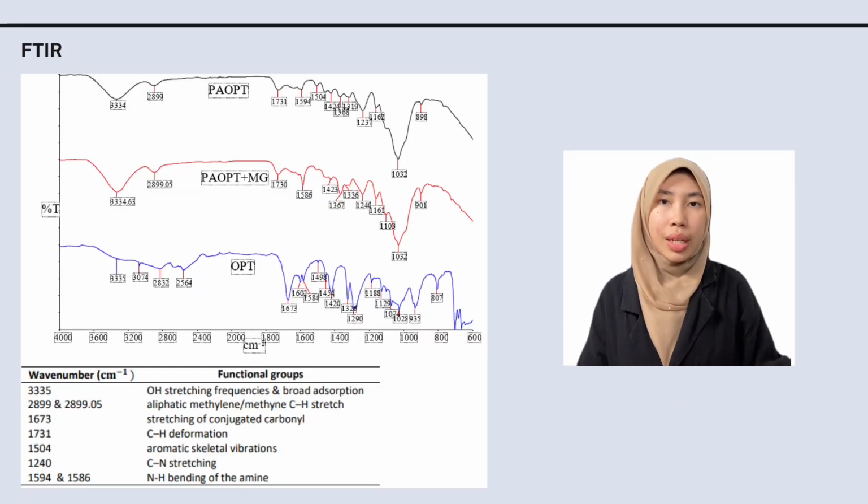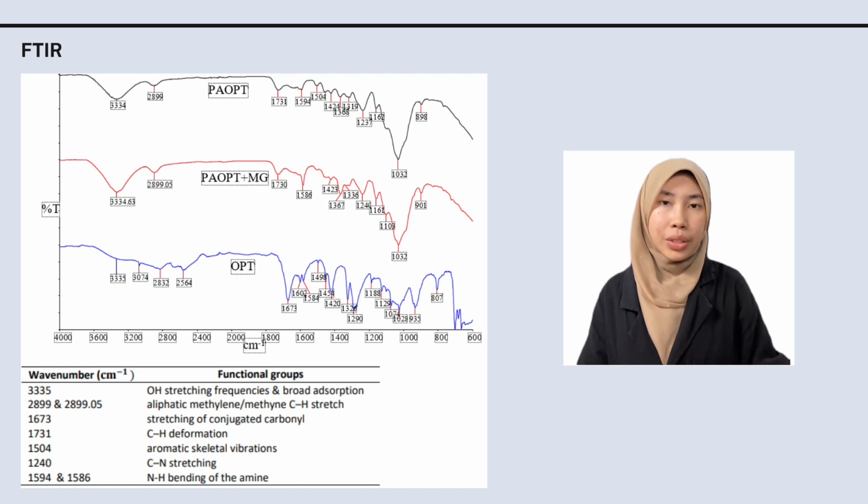Based on this spectra, there is a connection between OH stretching frequency and the broad adsorption seen at the wave number 3335. The insignificant shift in the spectra of aliphatic methylene at 2899 and 2899.05 in PaOPT and PaOPT after adsorption was due to the CH stretching. In OPT, a noticeable peak was shown at the wave number 1673 due to the stretching of conjugated carbonyl in lignin.